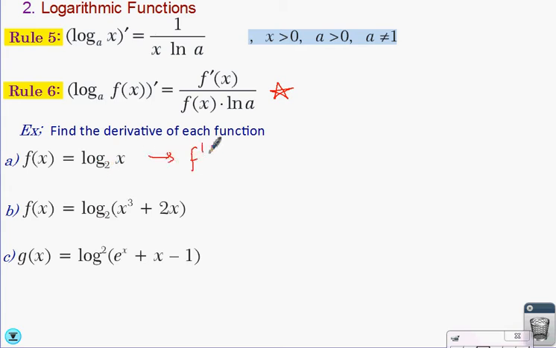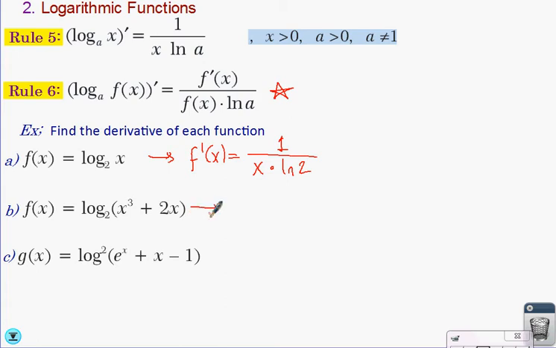derivative of f of x. So now let's use rule 6. Now it's the same as rule 5, but let's do it like rule 6 in here. It says that if there is a function in this place, the derivative of that function goes in here, which is the derivative of x, here 1, over the same function as it is, times ln of the same base, ln 2. So now guys, pause the video, try to solve the second example.